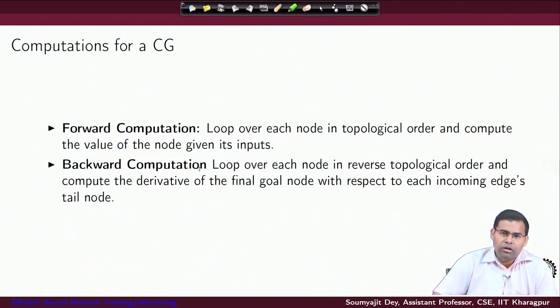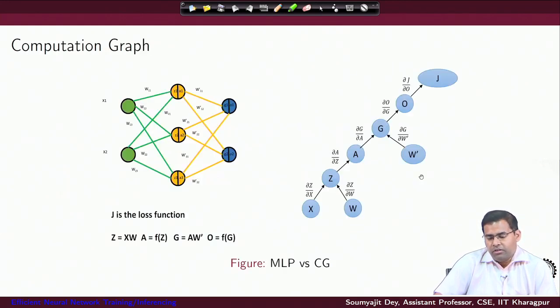And then for backward computation, what am I supposed to do? If you remember what we did in the neural network, you just went back from the output layer to the input layers, right. Essentially the same thing. So, you loop over the nodes in the reverse topological order, and you compute the derivative of the final node with respect to each incoming edge's tail node. That means you compute del j del o, del o del g, and like that.